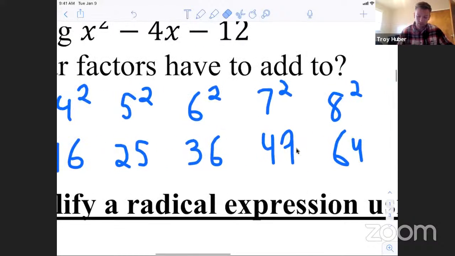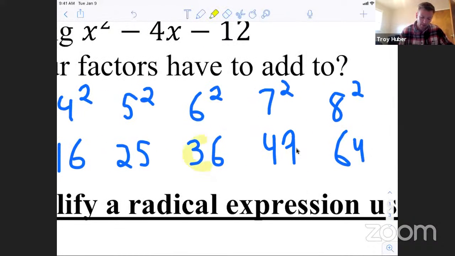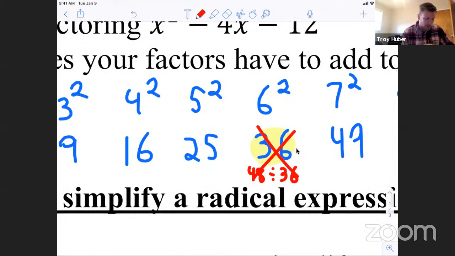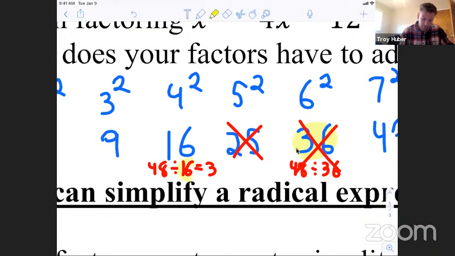So first number less than 48 would be this 36. So let's try this. Let's do 48 divided by 36 and see if that works. 48 divided by 36, I got 1.33333. So no, that one would not work. What about 48 divided by 25? Still no. What about 48 divided by 16? 48 divided by 16. Ooh, I got 3. So that means that 16 times 3 is 48.